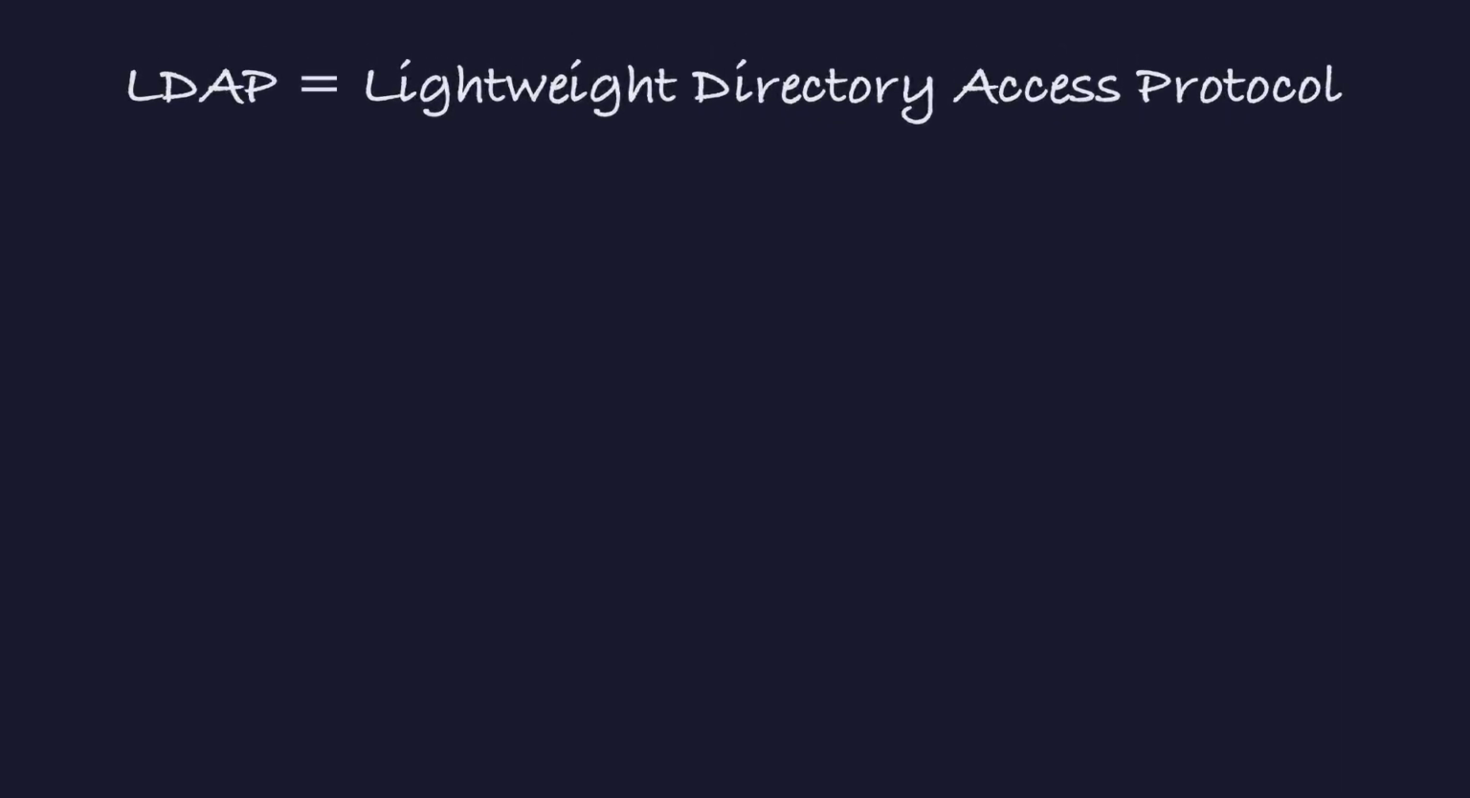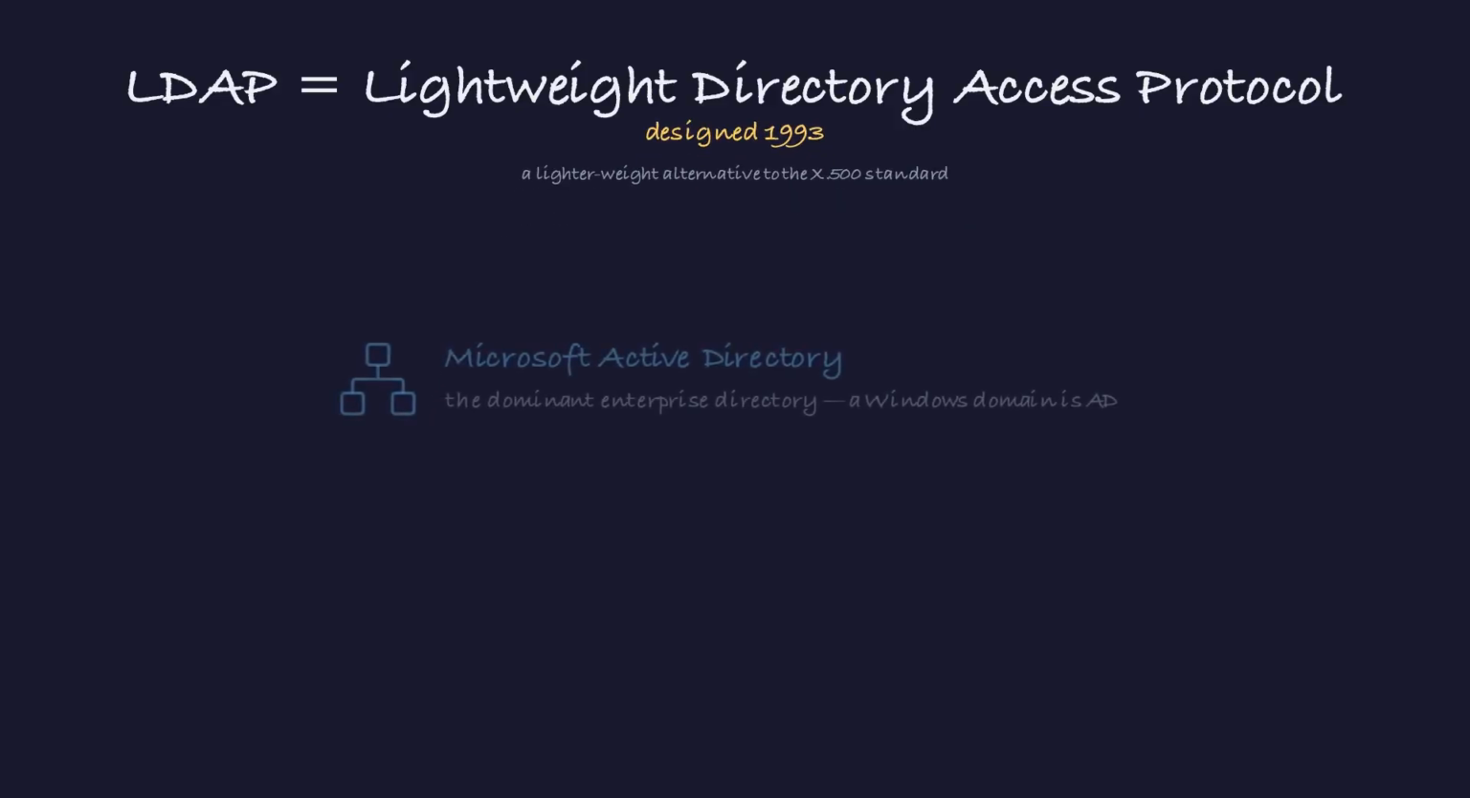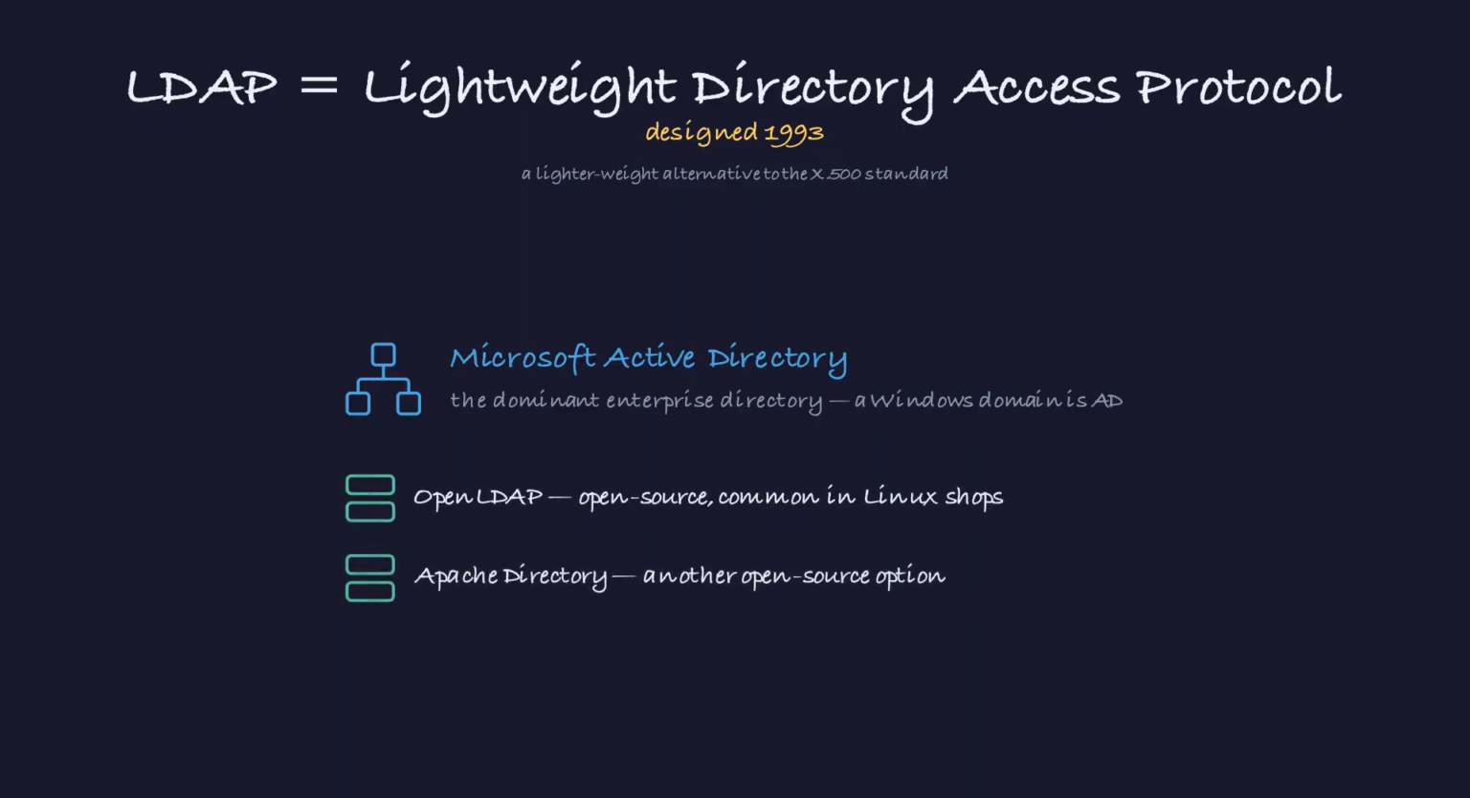LDAP, the Lightweight Directory Access Protocol, is how you read and write a directory. It was designed in 1993 as a lighter alternative to the older X.500 standard. The implementations you'll meet: Microsoft Active Directory, the dominant enterprise directory. If you've joined a Windows domain at work, that's AD, and it speaks LDAP. Plus OpenLDAP, the open source server common in Linux shops, and Apache Directory.